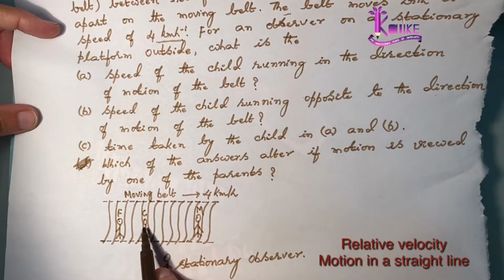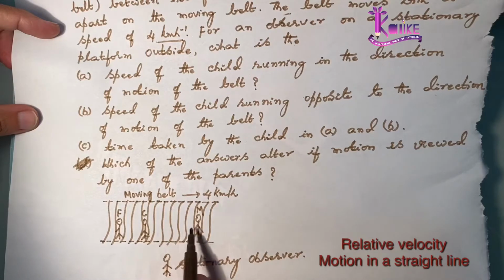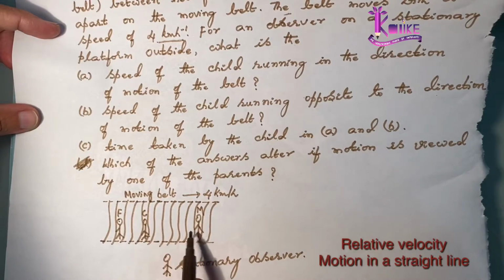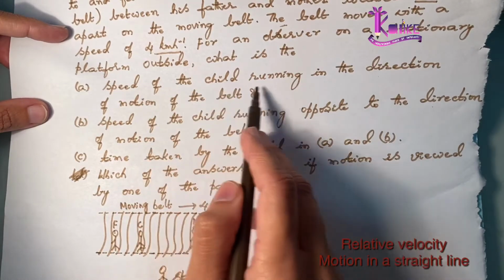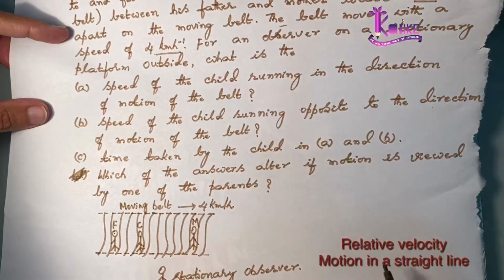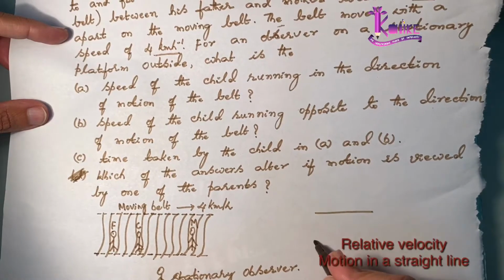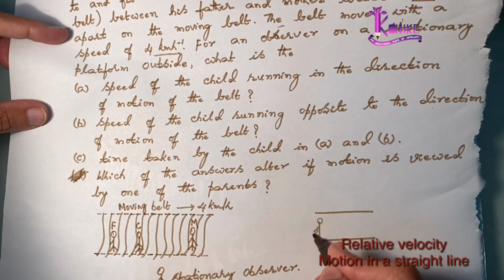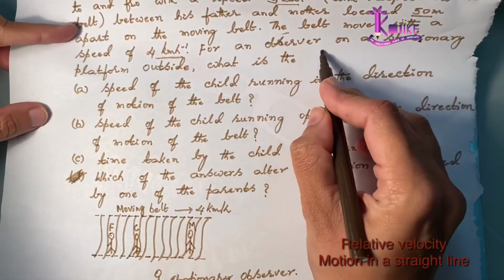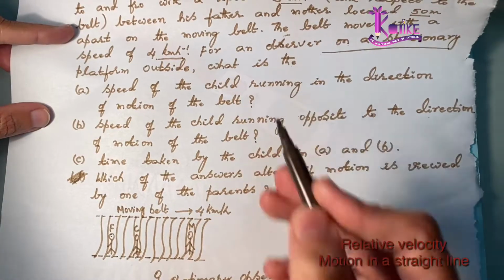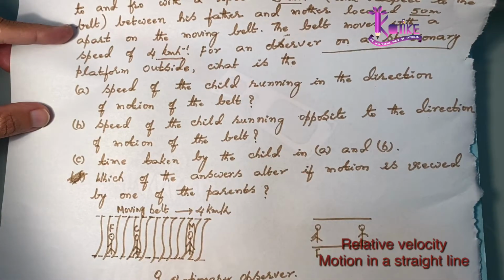But the child is running between his father and mother who are at a distance of 50 meters on the moving belt, and the child is moving with a speed of 9 km per hour. Now what are we supposed to calculate? The first question is the speed of the child running in the direction of the belt, right? So if this is the father and this is the mother, you have to calculate this according to a stationary observer. So the first two will be calculated for a stationary observer.